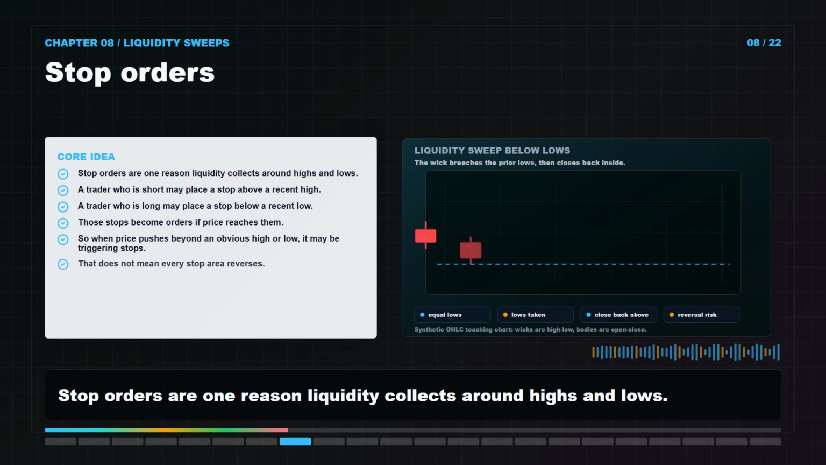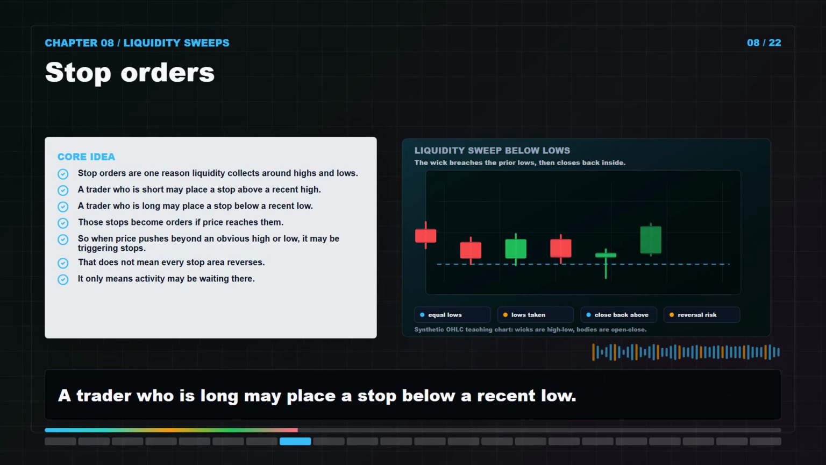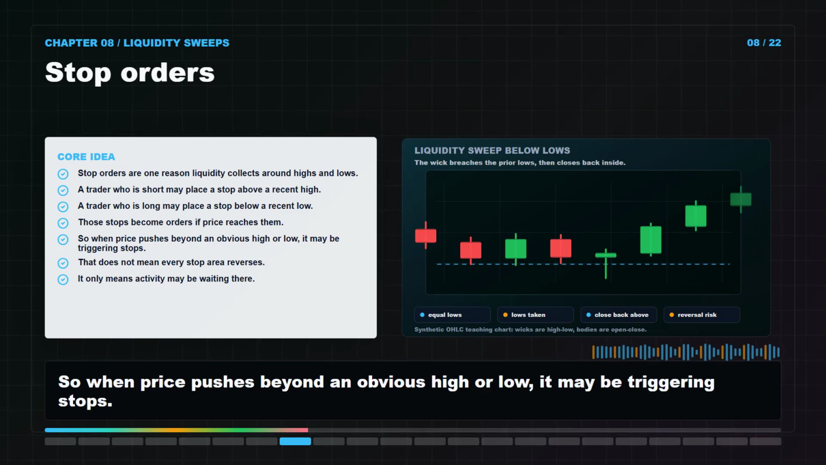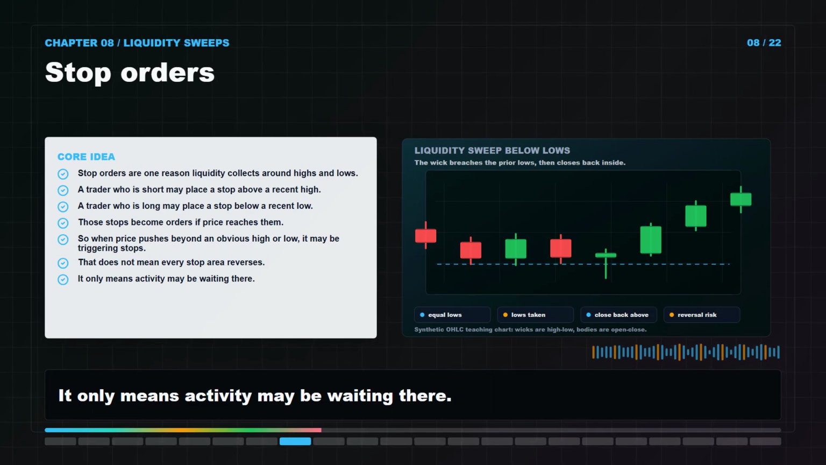Stop orders are one reason liquidity collects around highs and lows. A trader who is short may place a stop above a recent high. A trader who is long may place a stop below a recent low. Those stops become orders if price reaches them. So when price pushes beyond an obvious high or low, it may be triggering stops. That does not mean every stop area reverses. It only means activity may be waiting there.